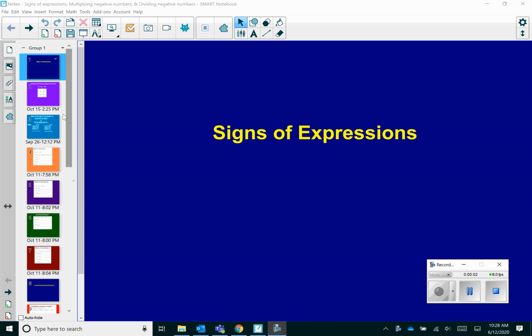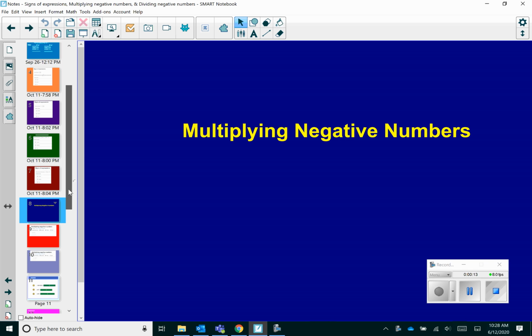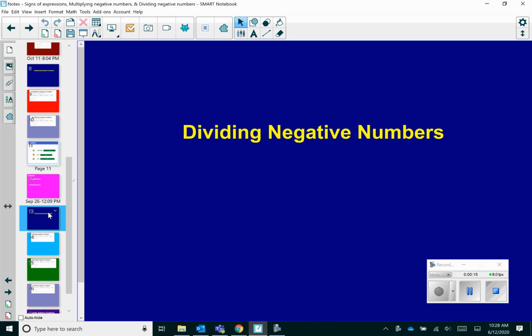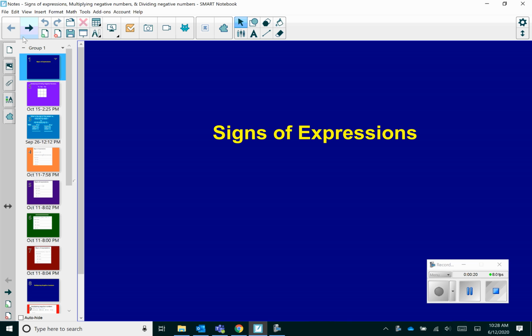Hello, everyone. Today we're going to cover the first three skills in the new unit, negative numbers, multiplying and dividing. We're going to talk about signs of expressions. Then we're going to review multiplying negative numbers, and lastly, dividing negative numbers. So let's start with signs of expressions.